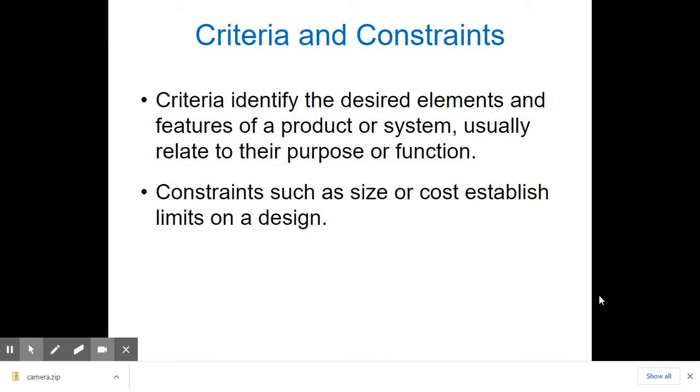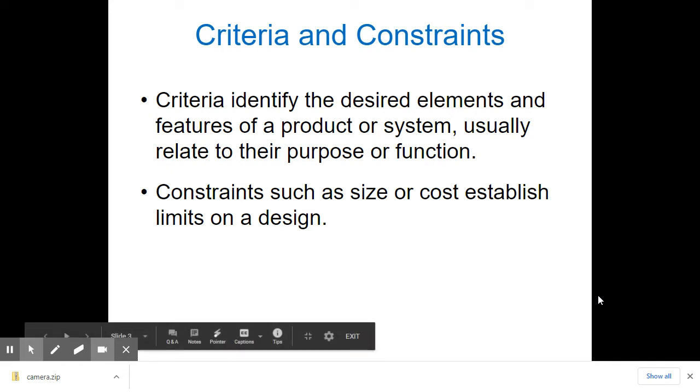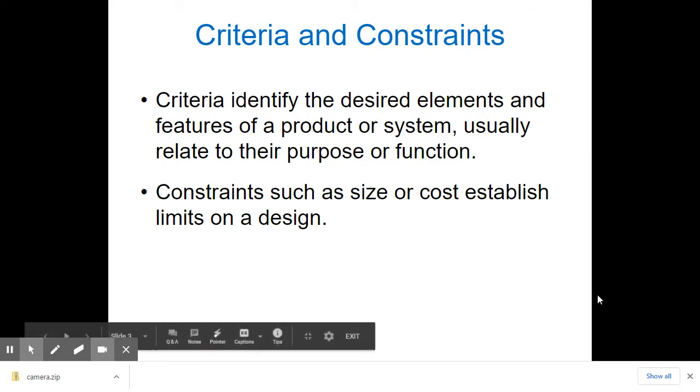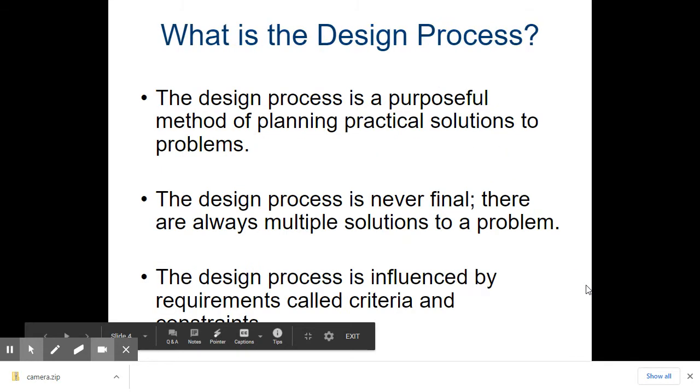So some criteria could be, if I am making, say, a container for a beverage, I want it to fit in my hand. I want it to be comfortable. I don't want it to be too heavy. Those are some criteria. Some constraints would be that it can't cost me more than this much money to make it. It needs to be no bigger than this or no smaller than this. It needs to weigh this much. Those are constraints. Those are limitations.